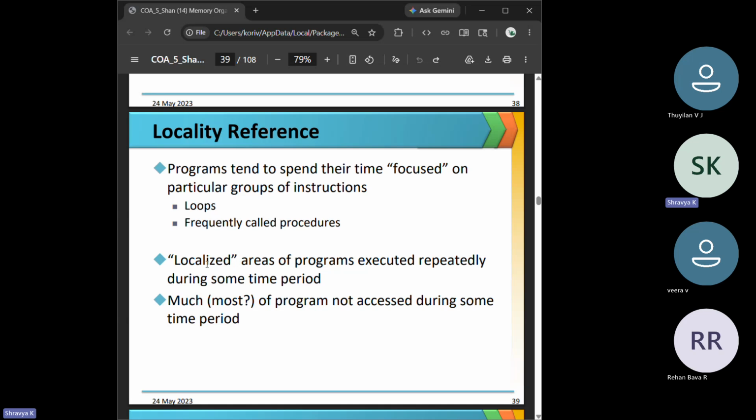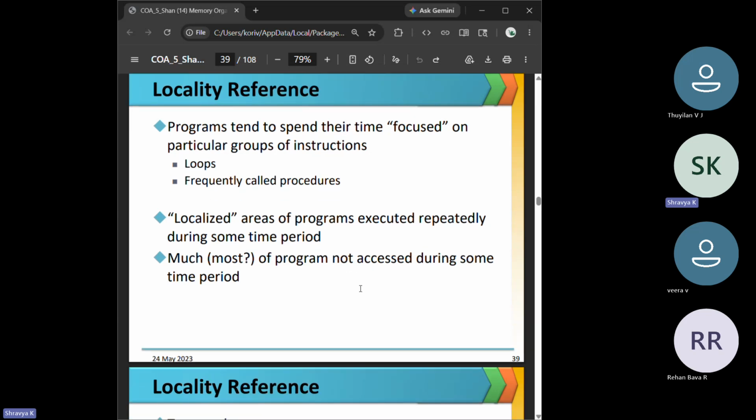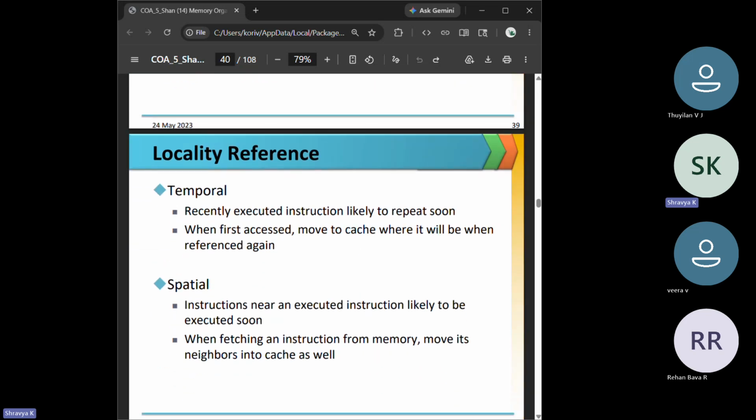So localized areas of programs are executed repeatedly during some time period. Most of the program is not necessarily accessed during some time period. So this locality of reference can be divided into two things, which are temporal locality and spatial locality.